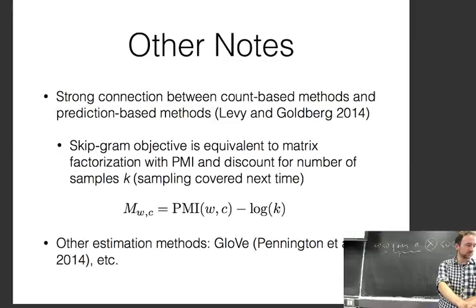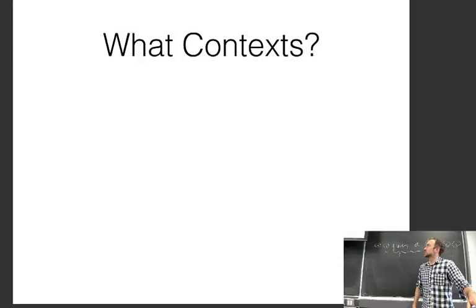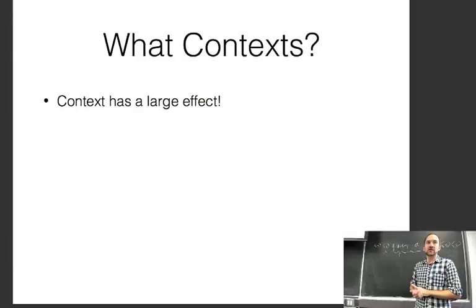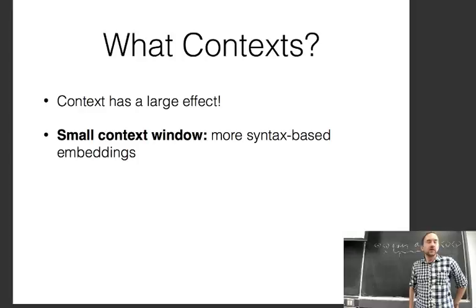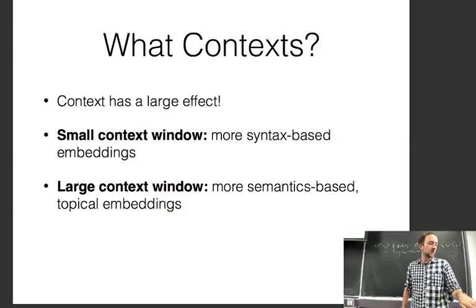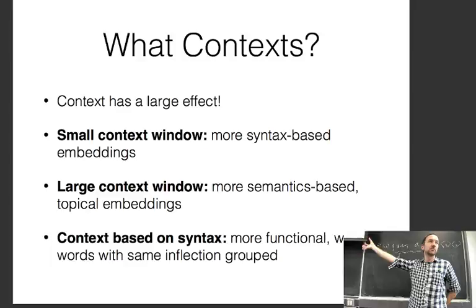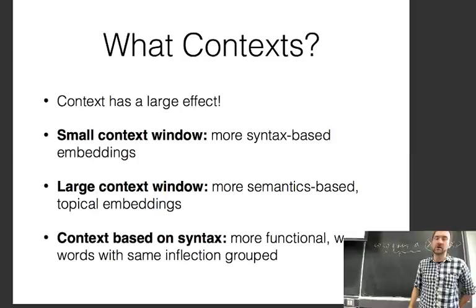So that brings us to the next thing, which is what contexts do we use? So context has a large effect on what kind of embeddings you're going to get. This is very interesting, and if you think about it, it makes a lot of sense. If you have a small context window, you get more syntax-based embeddings. If you have a large context window, you get more semantics-based and topical embeddings. And if you have a context window based on syntax, so for example, you look at the parents or the children according to a dependency tree, you get something that's more functional, with words with the same inflection grouped together.